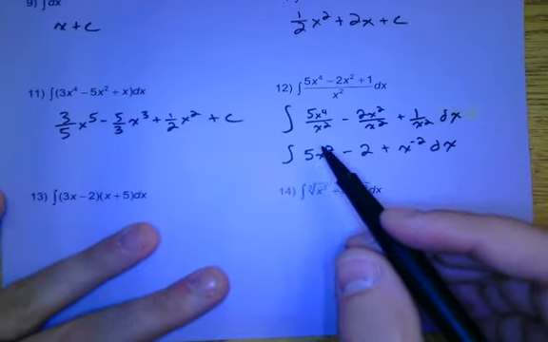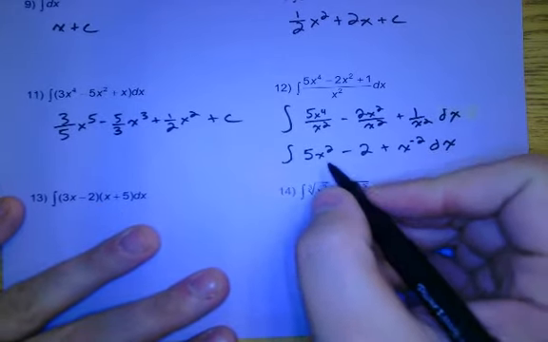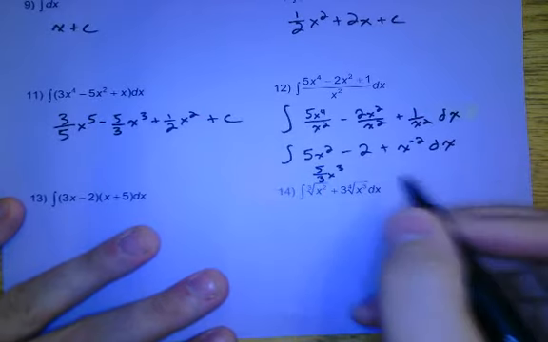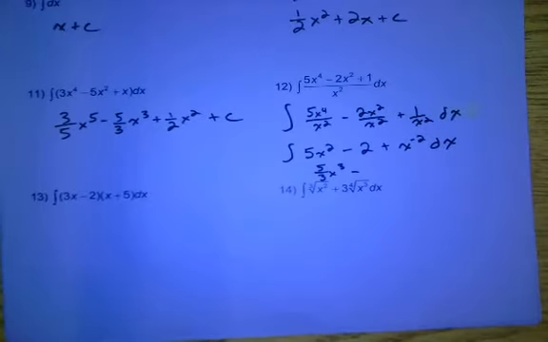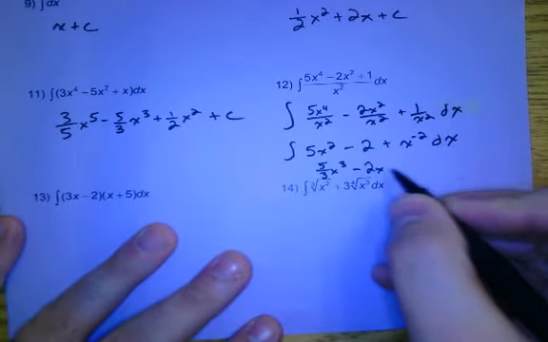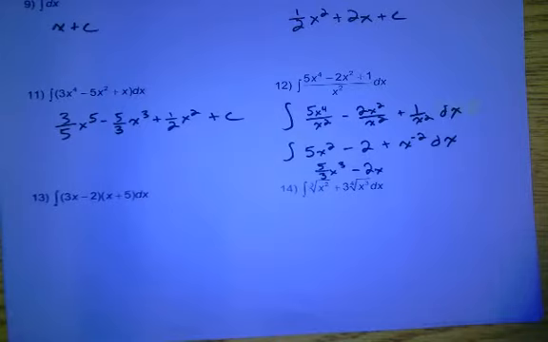So the antiderivative of 5x squared is? Quiet, please, again. I know the excitement of math is just too much for you to bear, but we've got to control ourselves. Minus 2x. This one's going to turn into a minus as well.